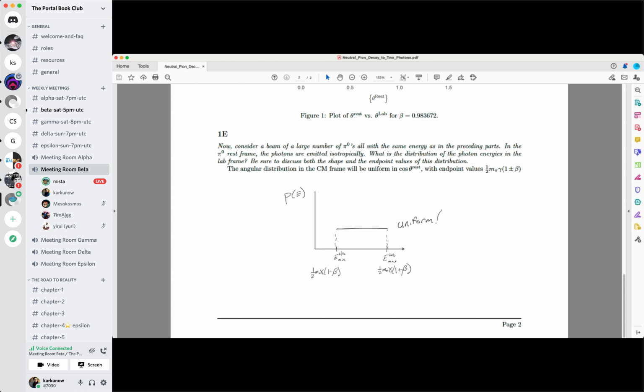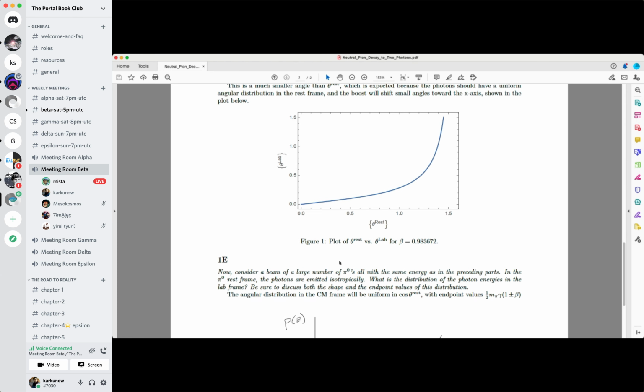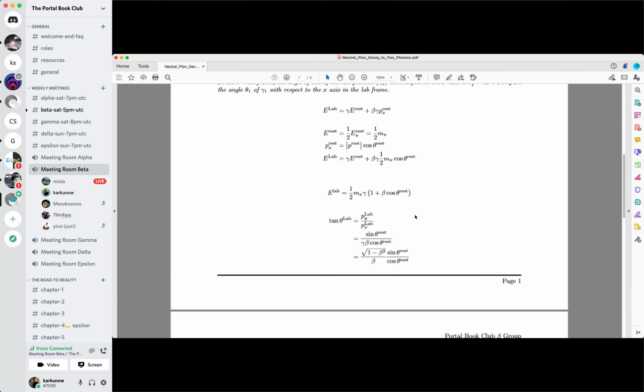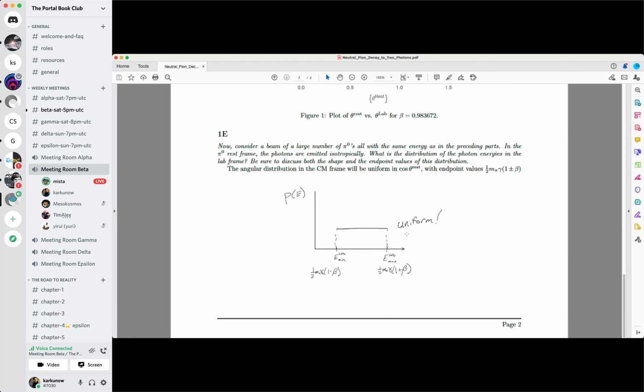And so the minimum energy, I'll go back to this equation. So the minimum energy is going to be when cosine theta rest is -1. Yeah. So this inner term here will be 1 minus beta. And the maximum energy will be when cosine theta is 1. So we get a 1 plus beta. Yeah, true. Mm-hmm. So that's what I have here. It's the minimum and the maximum. The difference is just a sign on the beta.